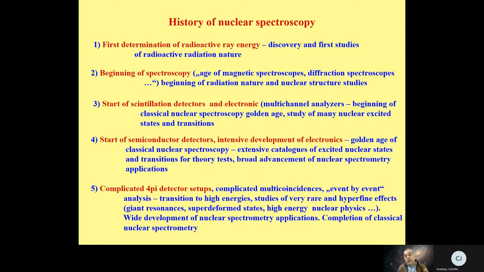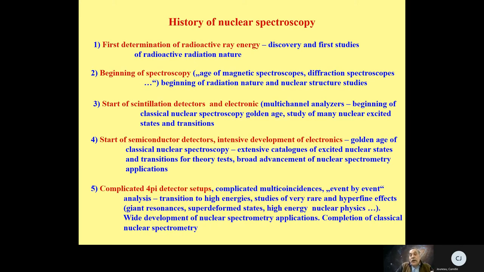Now, the last period, which we already know, started in the 80s or 90s of the last century and continues in this century. In this time, electronics and also detectors started to be very, very cheap. That means it was possible for institutes to have many such detectors and to make very complicated 4-pi detector setups. It's possible to use this electronics for complicated multi-coincidences, event-by-event measurements and analysis, and for measurement of very high energies.